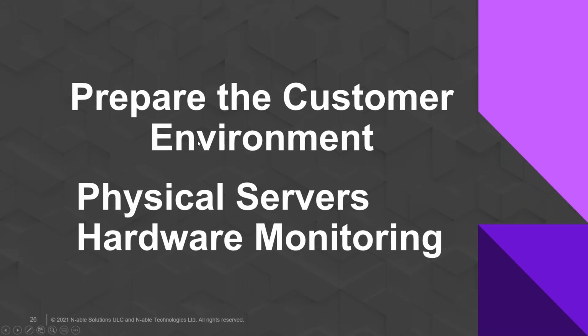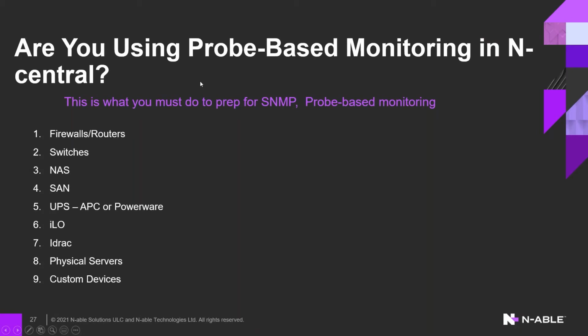Okay, so we're just going to come in here and talk a little bit about probe-based monitoring. And the reason being is, and this is again something I'm going to spend about 10 minutes on, if you know SNMP inside and out, grab a cup of coffee or what have you, but not everyone is aware that we can monitor things like firewalls, routers, switches, NAS, SANs, UPSs. Now I'm a little biased because I looked after APC and PowerWare. There are other ones I'm sure that are out there that we can do as well. iLOs, iDRACs, physical servers, and other custom devices.